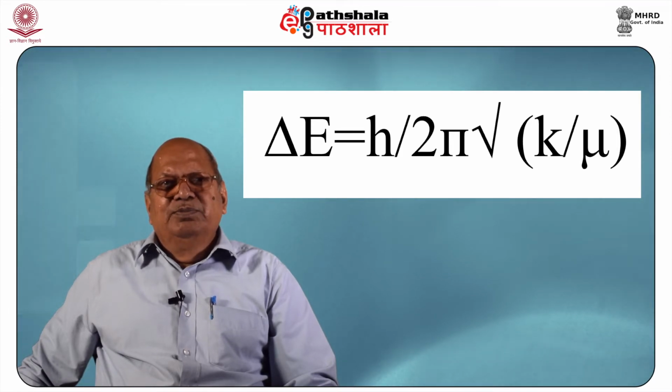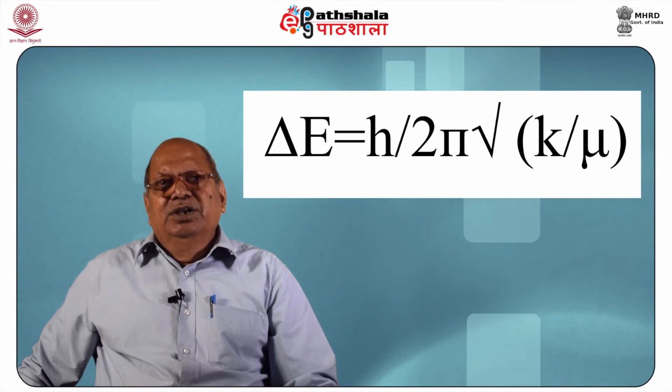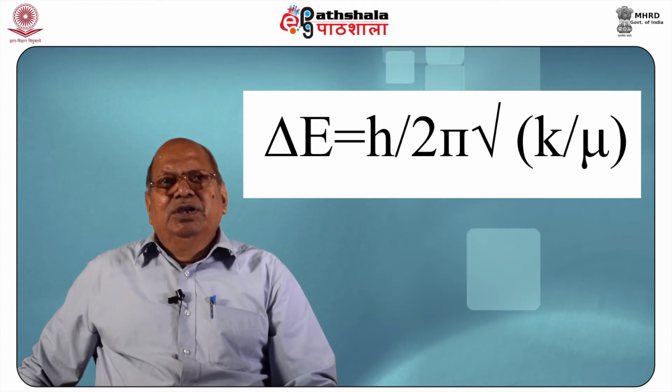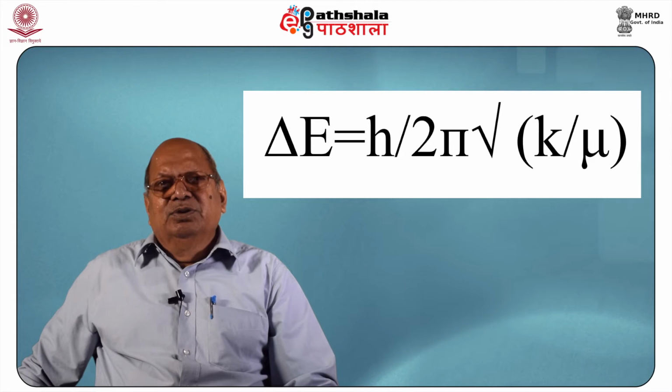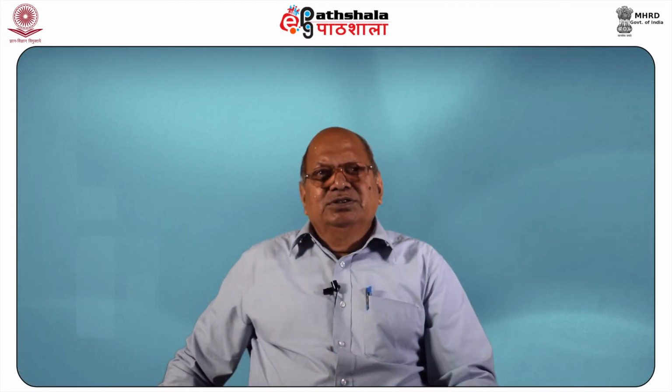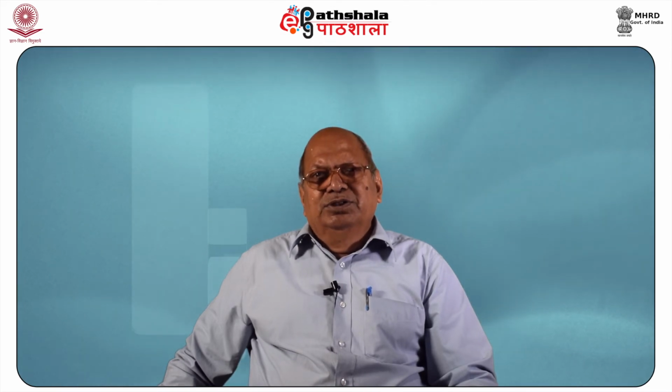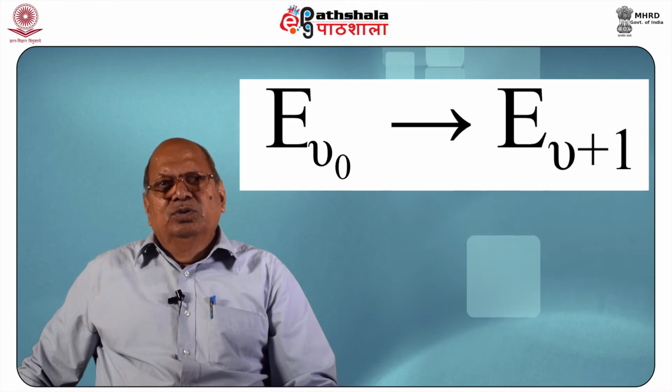Nu represents the vibrational quantum state. K is the force constant and mu is the reduced mass. Mu is equal to MA MB upon MA plus MB, where MA and MB are the masses of the atoms A and B respectively. Since most molecules are in nu 0, that is the ground state of the molecule, most transitions will occur from nu 0 to nu 1.